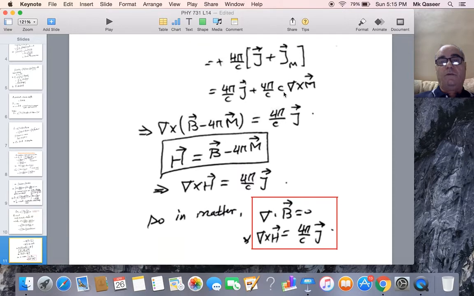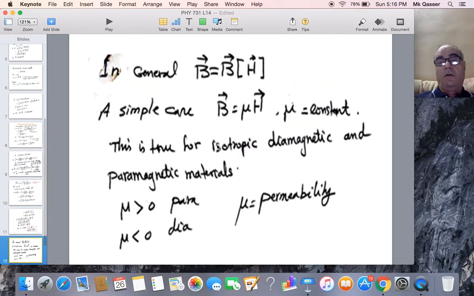Now substitute for J sub M, c curl M, and take it to the other side. We find curl of (B minus 4 pi M) equals 4 pi over c times J. We define the magnetic intensity H as B minus 4 pi M. So we get curl H equals 4 pi over c J. This is Ampere's law in matter. So we have two equations now: divergence B is 0 and curl H equals 4 pi over c times J. And the connection between B and H is this relation through the magnetization M.